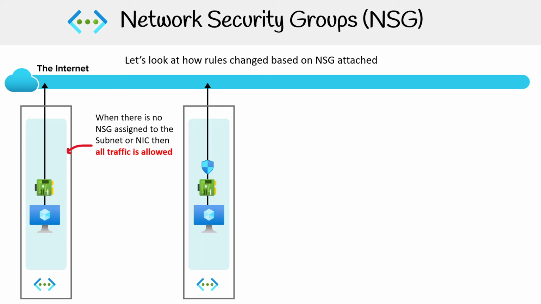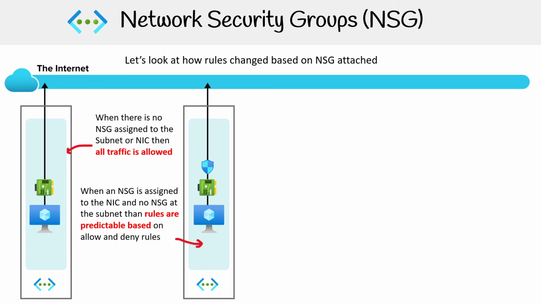Our next scenario is that we have a virtual machine and then we have a NIC, and the network security group is attached to that NIC. So when an NSG is assigned to the NIC and no NSG at the subnet, then the rules are predictable based on the allow or deny rule. So whatever you set in your NSG is what you expect it to be.